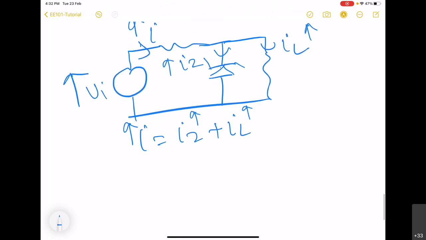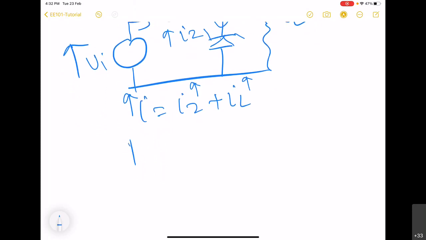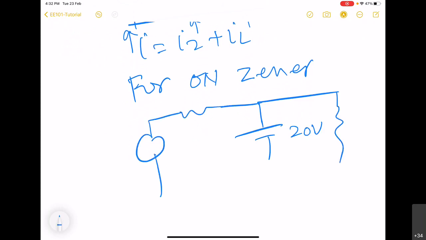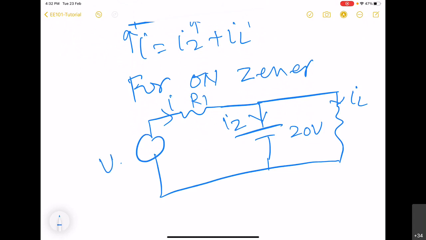But here what happens is that when Zener is on, it will be behaving like a voltage source of value 20 volt. So the circuit is going to be like this. Where Zener switches on, this is the circuit that will be operating. And this is Vi. Vi is greater than 24 volt.